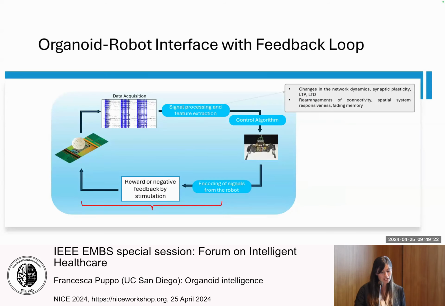So what we are trying to do now is to close the loop. So we would like to give a task to the robot or any other non-biological system. And then we want to see if the task is accomplished, we want to send a reward. If it's not accomplished, we want to send a negative feedback. But what we are struggling with is how to encode the reward, how to communicate with the organoids. We don't know what is a positive signal for the organoid, what is a negative one.